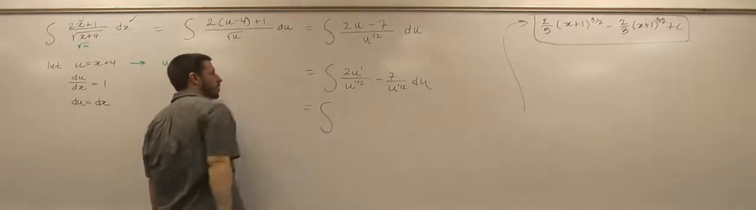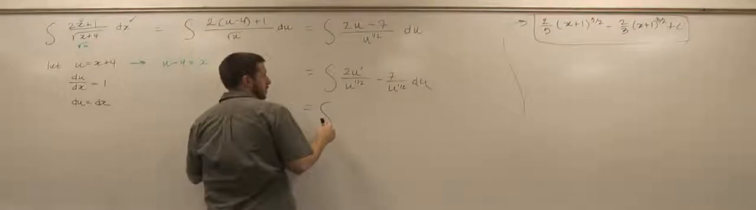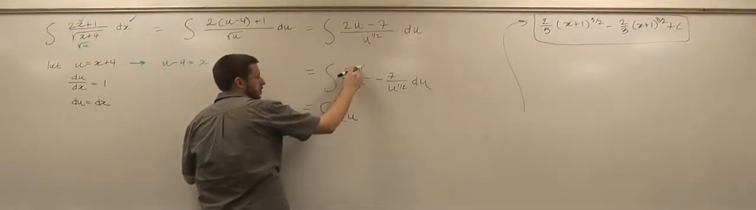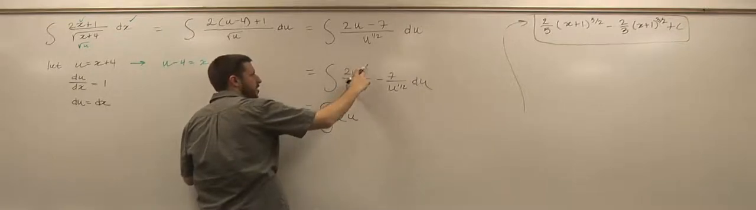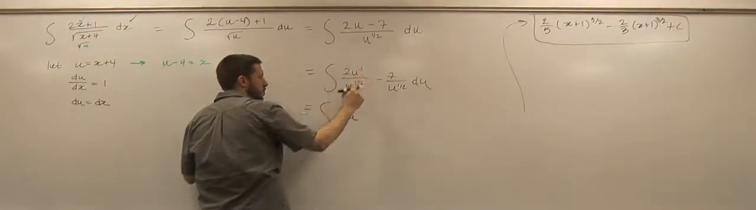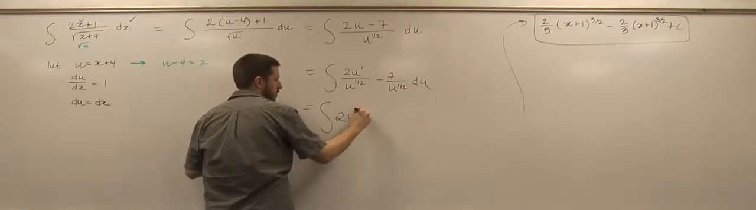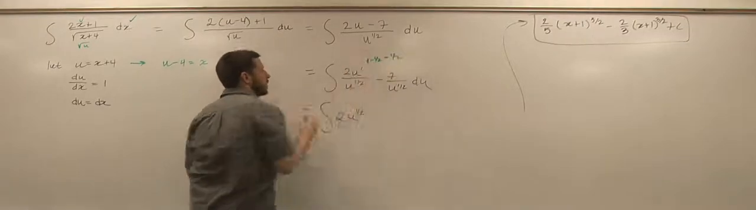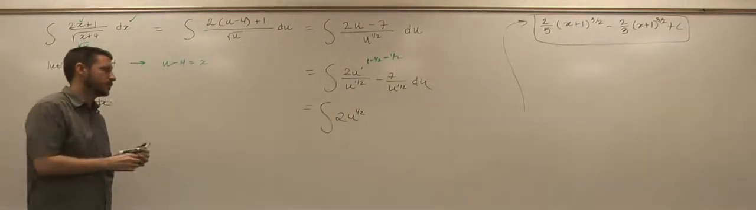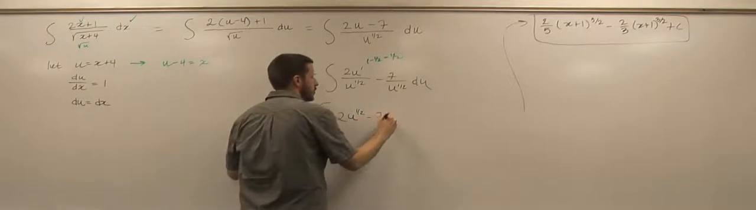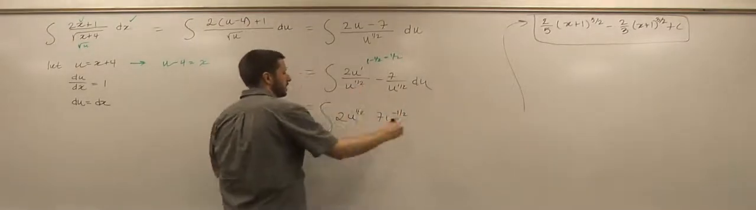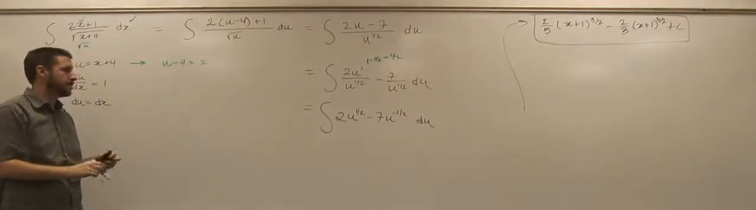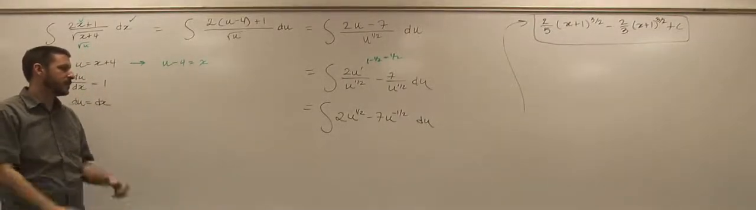u to the 1 over u to the 1/2 becomes, what's this simplify to? You subtract the powers when you divide, right? So u to the 1 minus 1/2, minus 7u to the negative 1/2. Right, this guy pops up as a negative. And then each of those I can integrate using my power rule.